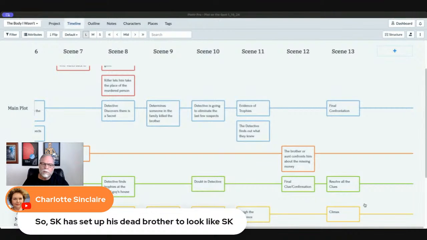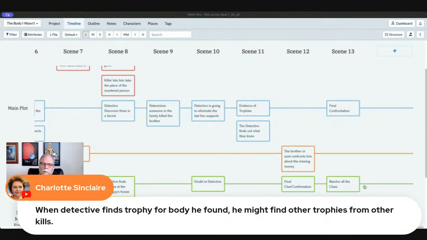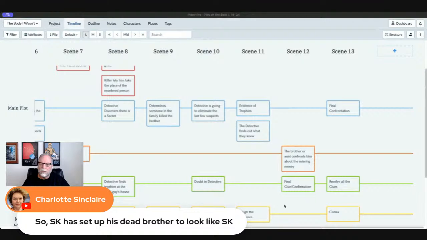So the serial killer has set up his dead brother to look like the serial killer. Yep, that's true. Finds trophy for body found. He might find other trophies from other kills. Yep. So those are all ways that we can drop clues along the way. Okay. Is everybody kind of good with that? We've got a pretty good story.